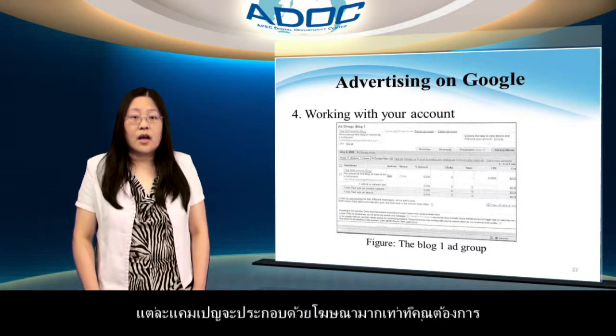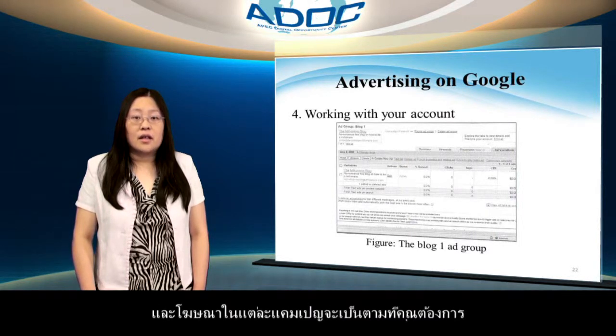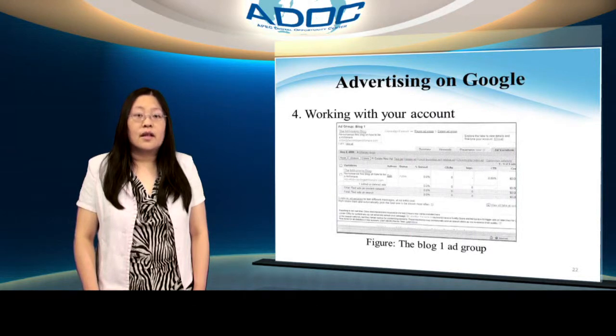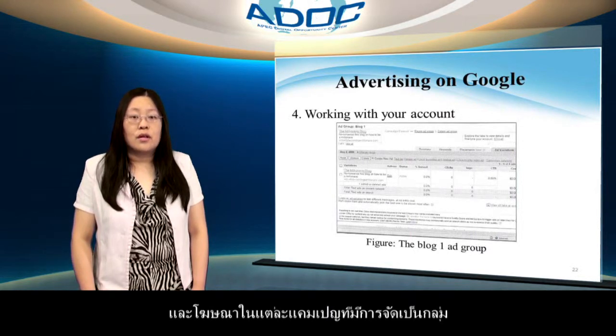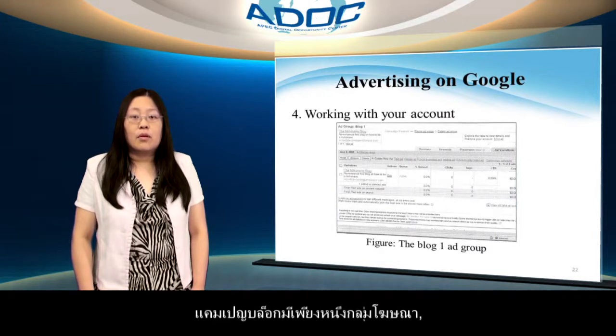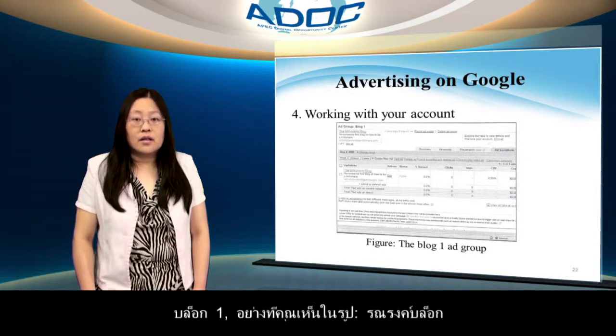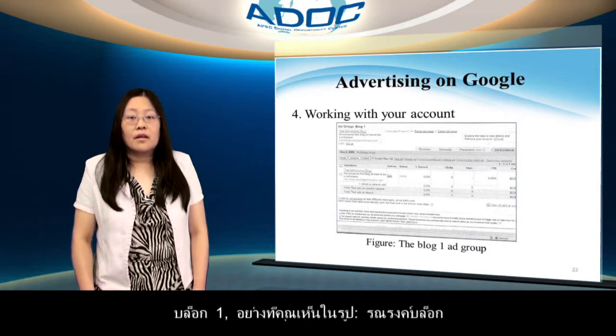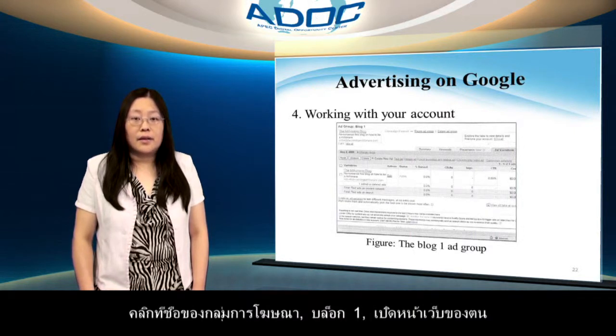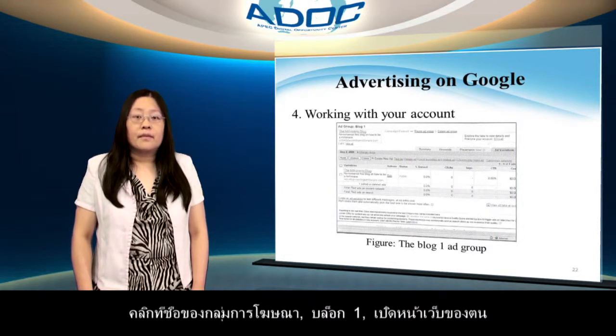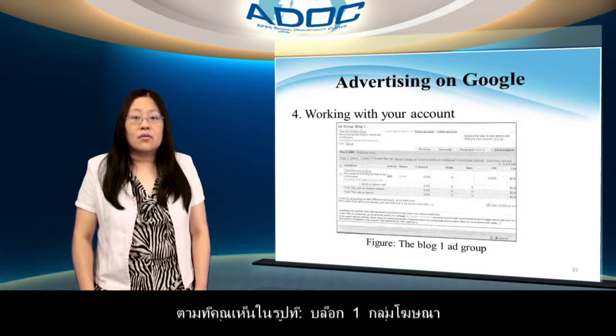Each campaign is composed of as many ads as you want, and the ads in each campaign are organized into groups. The Blog campaign only contains one ad group, Blog 1, as you can see in the figure. Clicking the name of the ad group, Blog 1, opens its web page, as you see in the figure, the Blog 1 ad group.